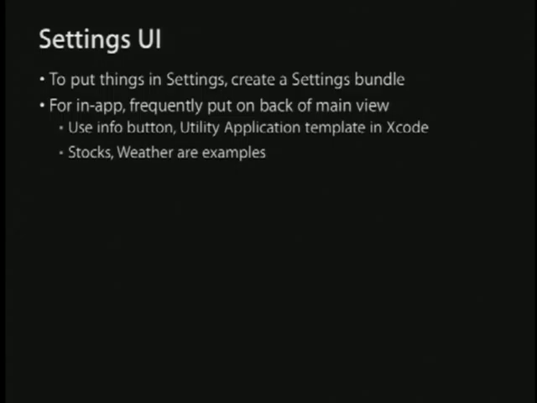Again, for really infrequent stuff, you can also put it on the back of the main view. You can flip over your view. There's actually a flip transition. Stocks and Weather do this. That's another place to put settings. And I think there's even an info button that UIKit provides to you. So if you want to do that flip, you just embed that button and tell it to start that transition.